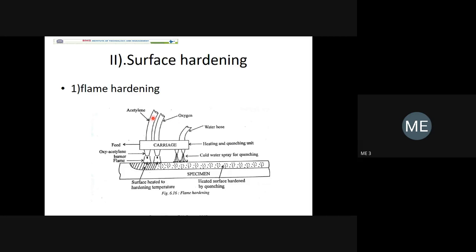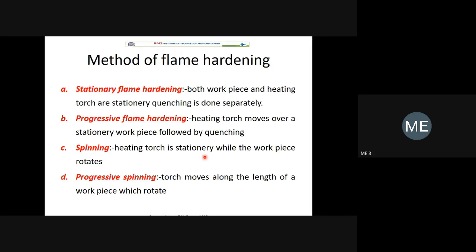Again, the carriage is moved by a robotic arrangement or some other automation. The whole system is automated. It's not as simple as this diagram. This diagram is only for explanation purposes. You can refer to it. We can use progressive flame hardening, spinning. There are different types of flame hardening.